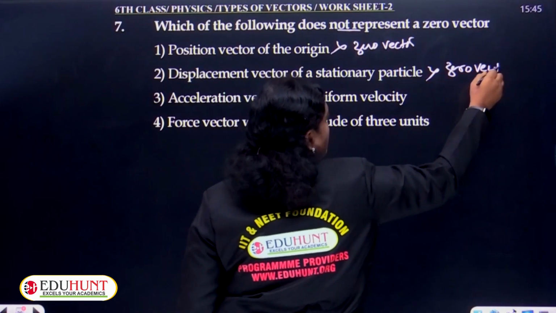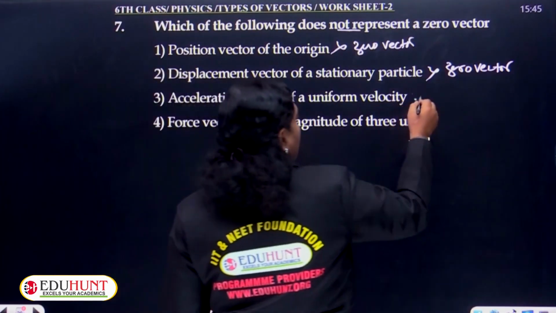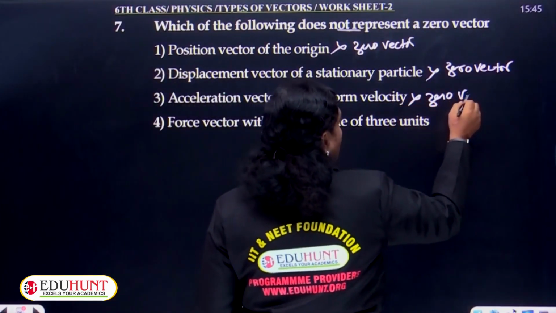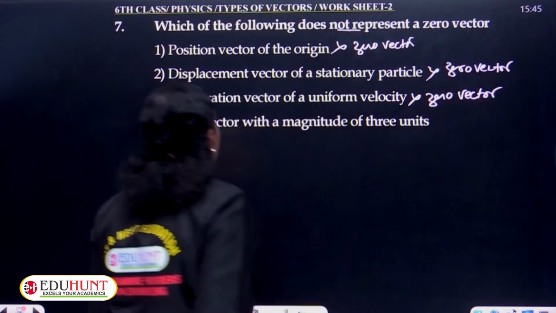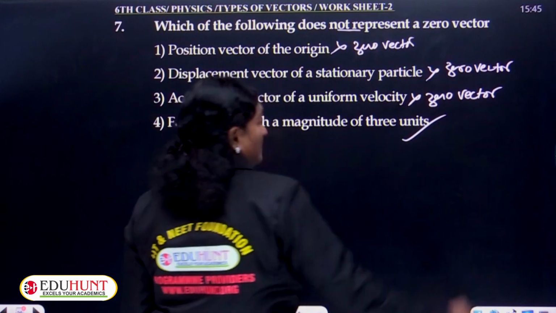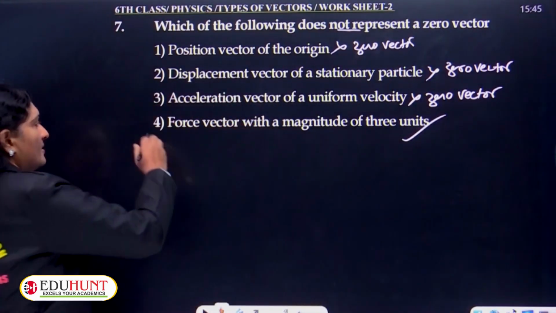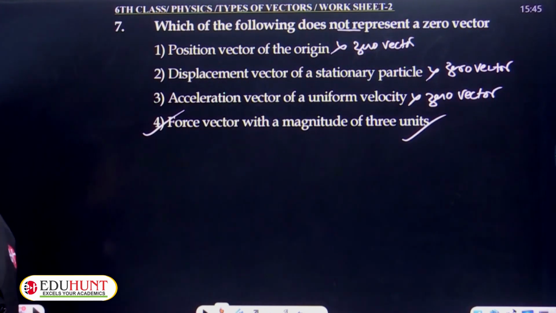Just now we have discussed. And acceleration vector of a uniform velocity. Yes, this itself is also a zero vector. And now the last one. Force vector with some magnitude of 3 units. Yes, this can be a non-zero vector. So, the only correct option is the fourth one.